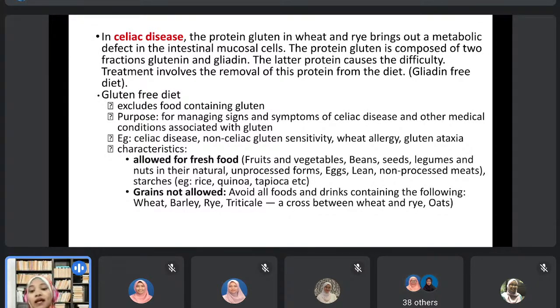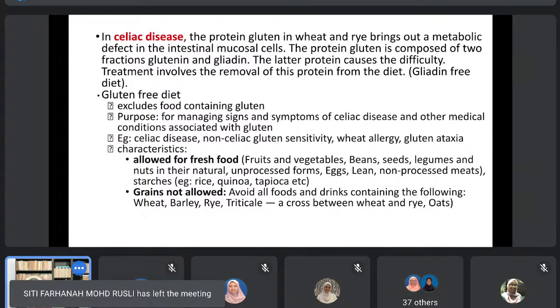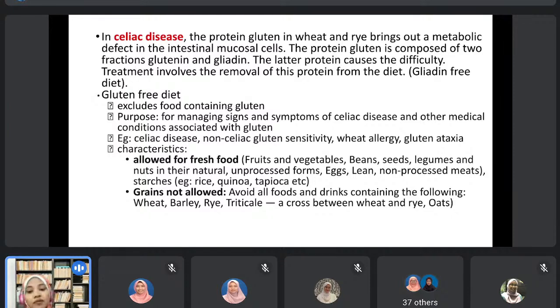And also eggs, lean and non-processed meats as well, and also the starches. Starches yang dibenarkan adalah rice, quinoa and also tapioca. But these are the grains that they are not allowed to consume in any form, whether in the form of food or drinks, which are wheat, barley, rye, triticale and also oats.